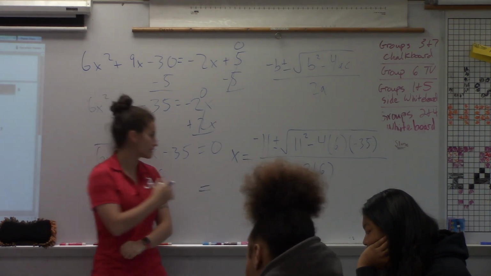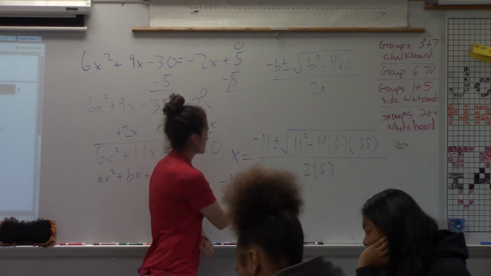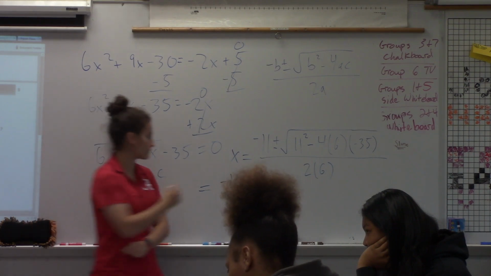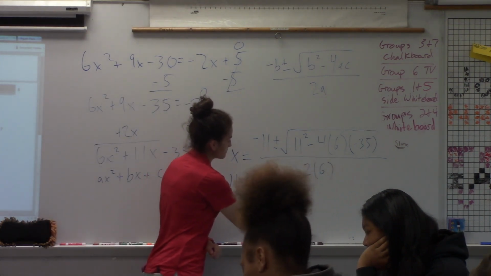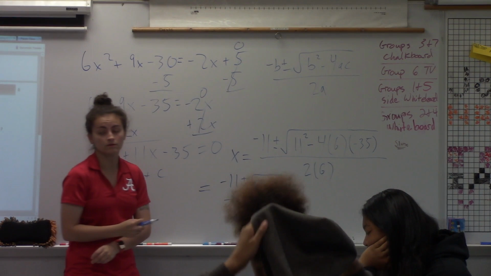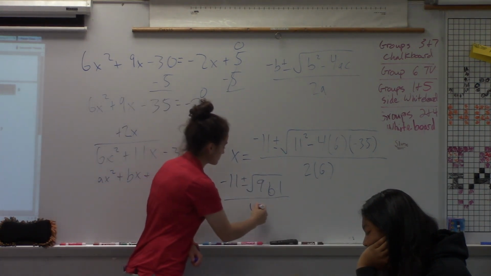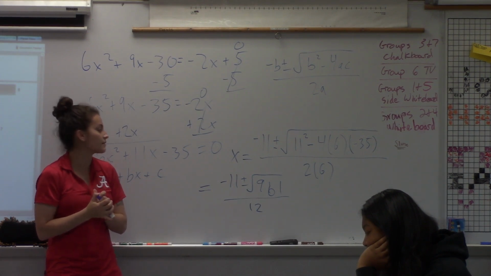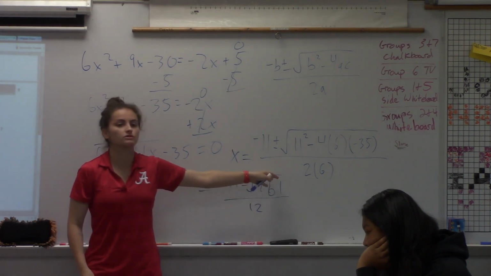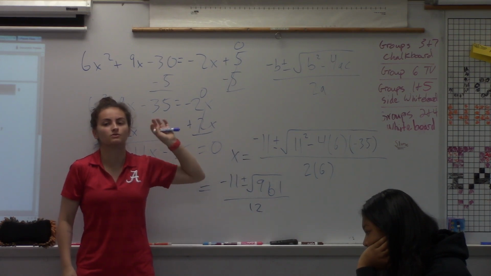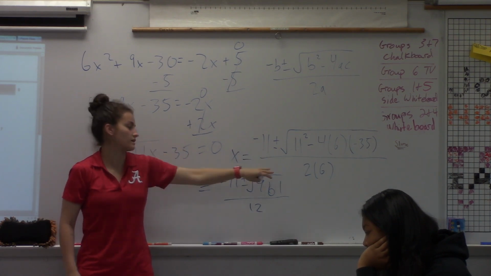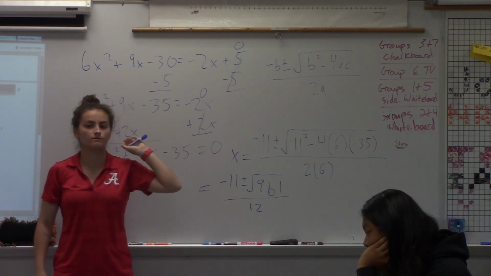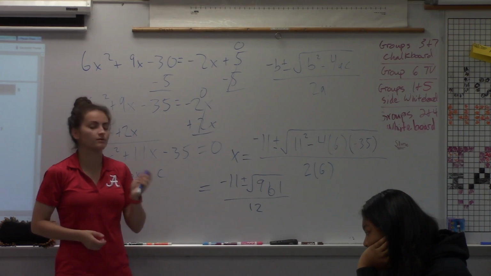So to rewrite this, we have negative 11 plus or minus, what did you say it was? Thank you, 961. And what's 2 times 6? 12. Unless it is a perfect square, you can just leave it as a square root, because then it's going to get some kind of complicated number, and it's harder to deal with. Some of them go on forever.